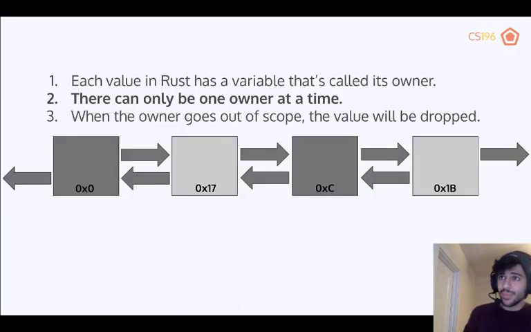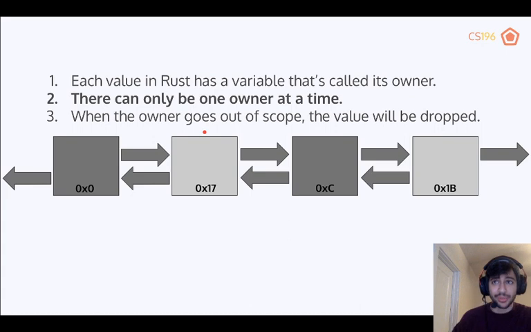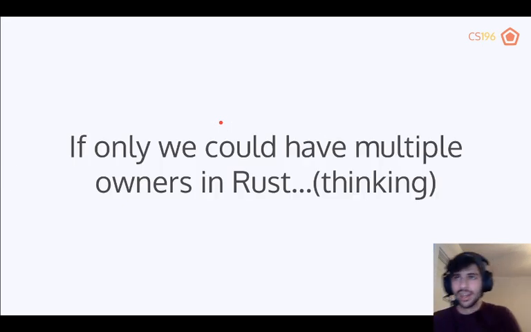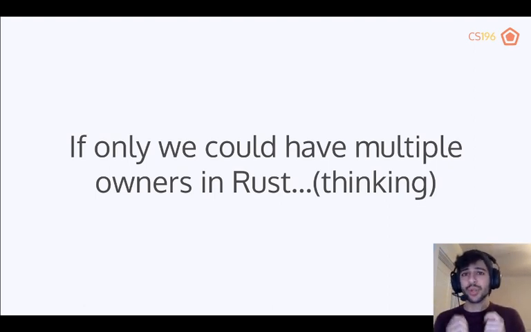Well, in our doubly linked list, we have a pointer to the next node and a pointer to the previous node. Let's choose this node. This node will be the owner of this node, and this node will also be the owner of this node. So we have a big problem here. This node has two owners, where we said it can only have one owner at a time. So Rust will throw a fit. How can we accomplish the doubly linked list in Rust? Well, if only we could have multiple owners in Rust. How could we do this?